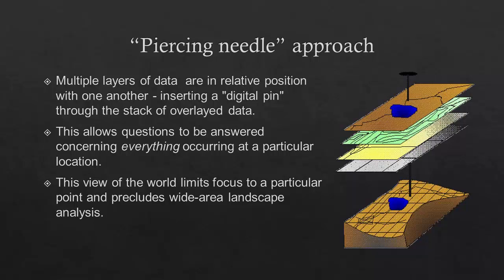In the piercing needle approach, information from one or more data layers is extracted at one single point, also known as point-to-polygon overlay. For example, you may want to know the habitat type and canopy cover at bird nest locations. In this case, the bird nests are represented by a point layer, and the habitat type, elevation, and canopy cover are represented by individual polygon data layers. The result of such an analysis will be a table that contains the habitat type and canopy cover for each bird nest location in your dataset.